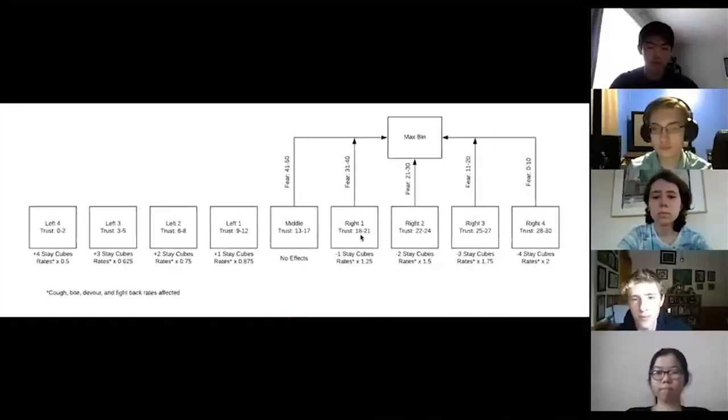Like the way the fear cap works, trust also influences NPC movement and transition rates based on these different trust bins. Lower trust makes it more likely for an NPC to stay in a neighborhood, whereas higher trust makes it more likely for an NPC to leave a neighborhood. Similarly, depending on each neighborhood's trust bin, the game either increases or decreases the cough, bite, devour, and fight back rates using these different weights that we've labeled here. We included these features for realism's sake. As people lose trust in each other, they become more inclined to stay home and to stay away from other people.